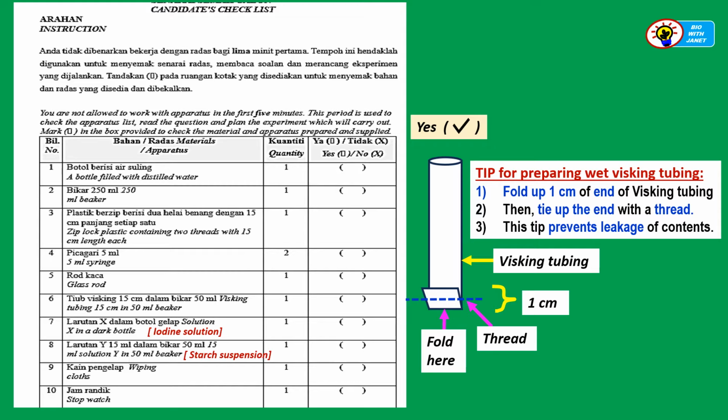Next, number 7, solution X in a dark bottle. This solution X is actually iodine. If you observe it, it's yellowish brown in color. It's actually iodine, as you will find out later.